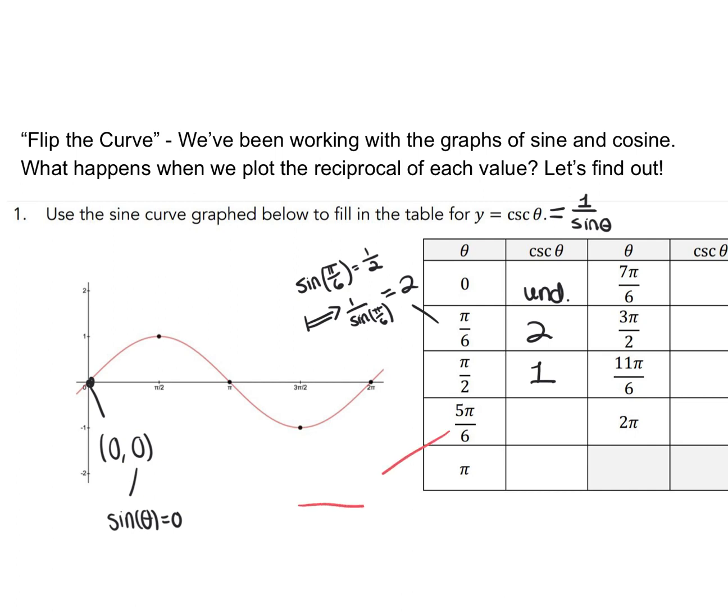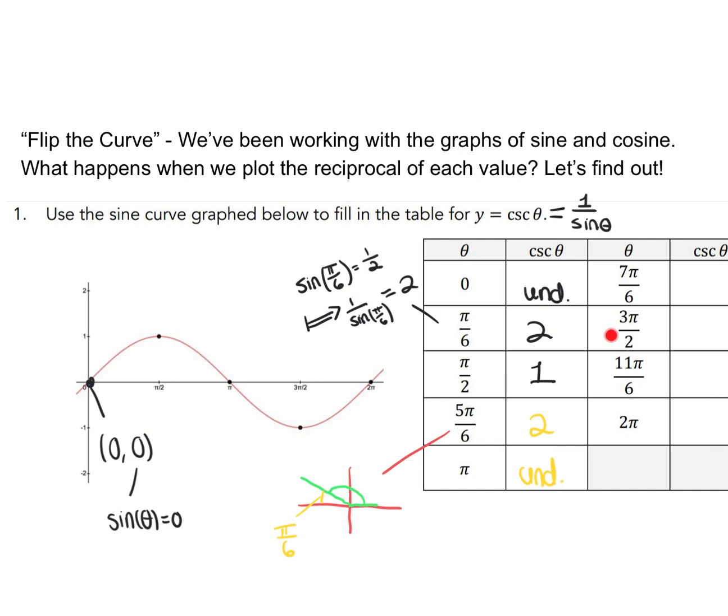For 5 pi over 6, consider this reference angle here. It's going to be right here. So this reference angle is pi over 6. So sine of pi over 6 is going to be 1/2, so this will also be 2. And then sine of pi is just 0, so this is 1 over 0, which is just going to be undefined. So now what we're going to do is actually draw using these values.